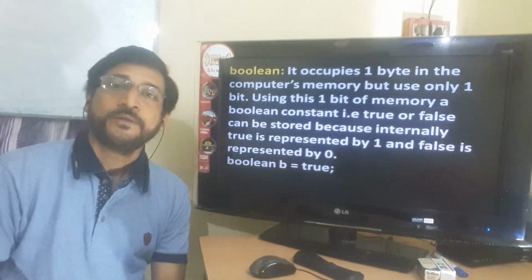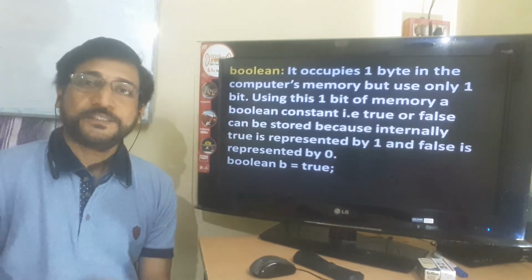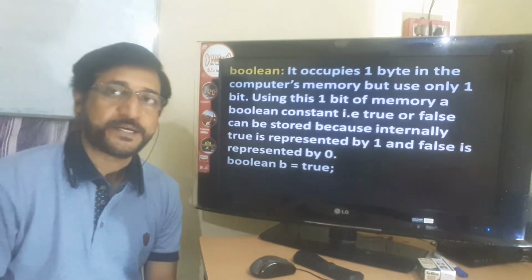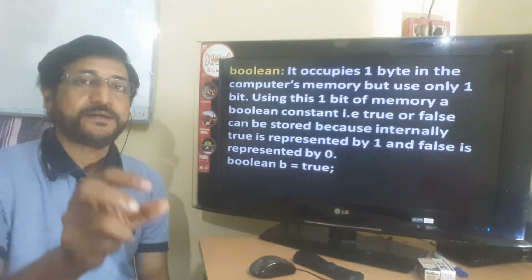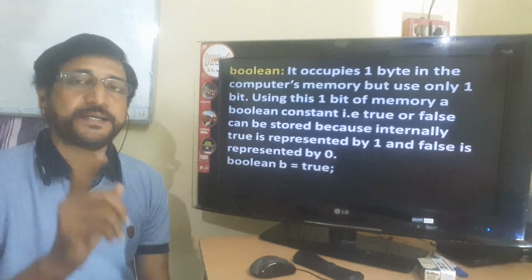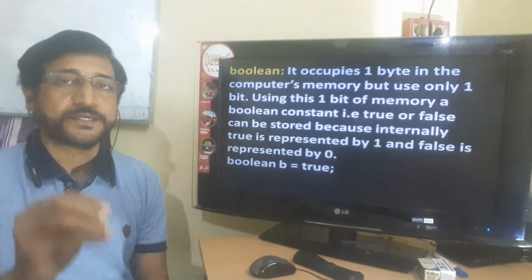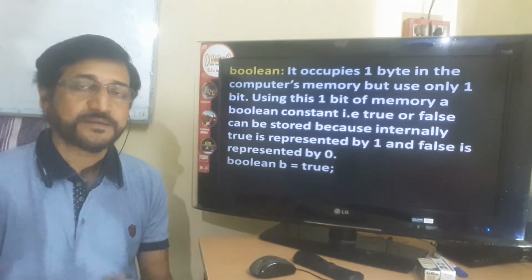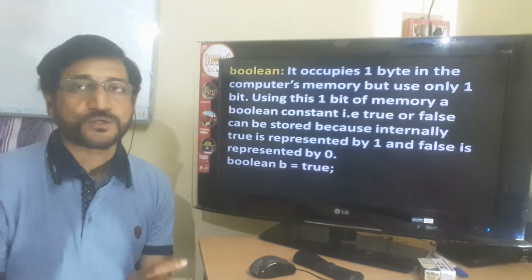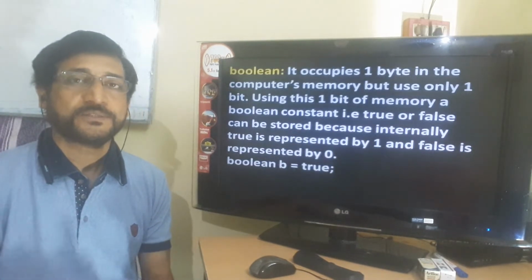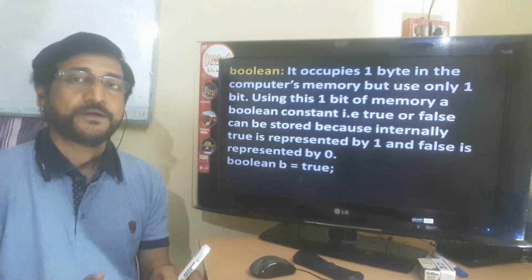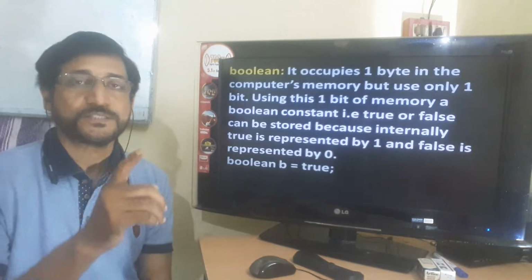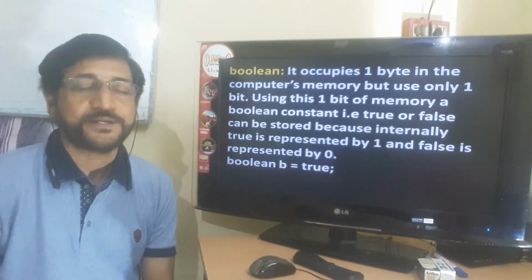Then the boolean data type. Boolean data type is used to store the result of a condition, that is true or false. No doubt internally true is represented by 1 and false is represented by 0, but a boolean occupies 1 byte in the computer's memory, and it can store your boolean constant, true or false. It occupies 1 byte, that is 8 bits, but uses only 1 bit, because for 0 and 1 only 1 bit is required.